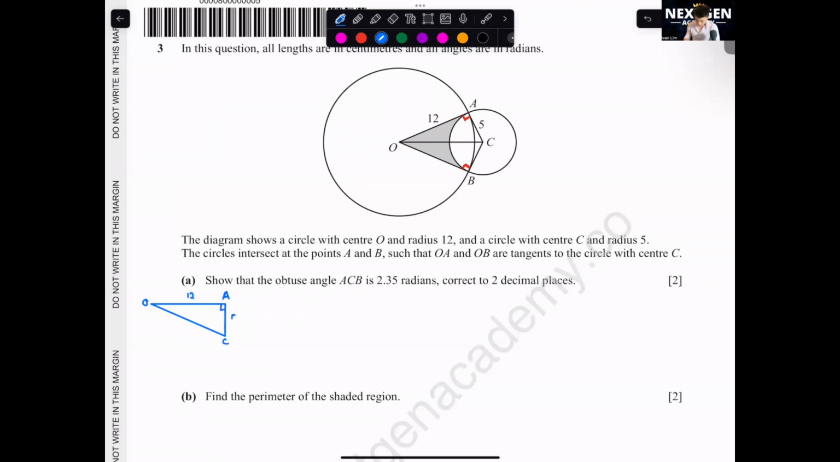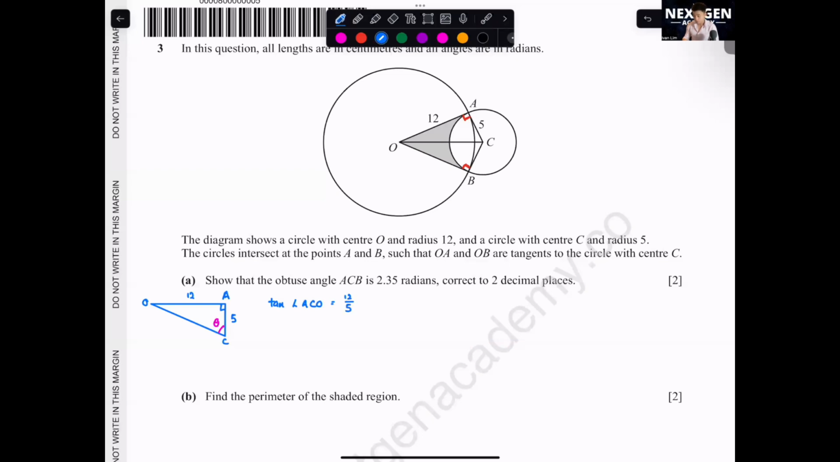This is 12, 5. Okay, what does obtuse mean? More than 90 degrees. Acute, then obtuse, in between 90 to 180. So we want to find this angle here, this theta. This time we use calculator. Theta will be opposite over adjacent. Therefore, tangent of angle ACO equals 12/5.